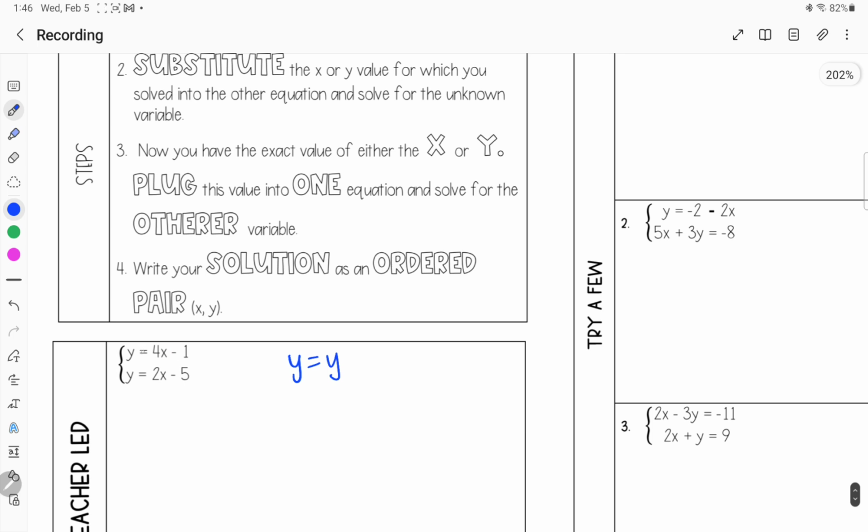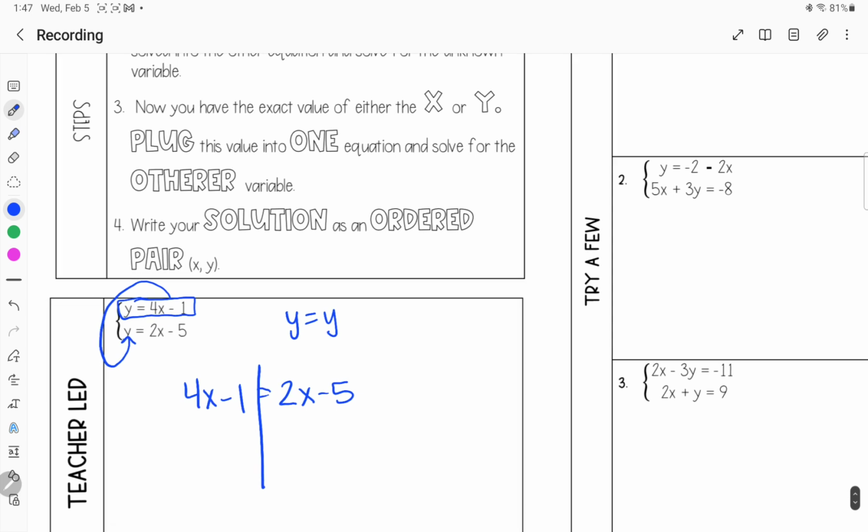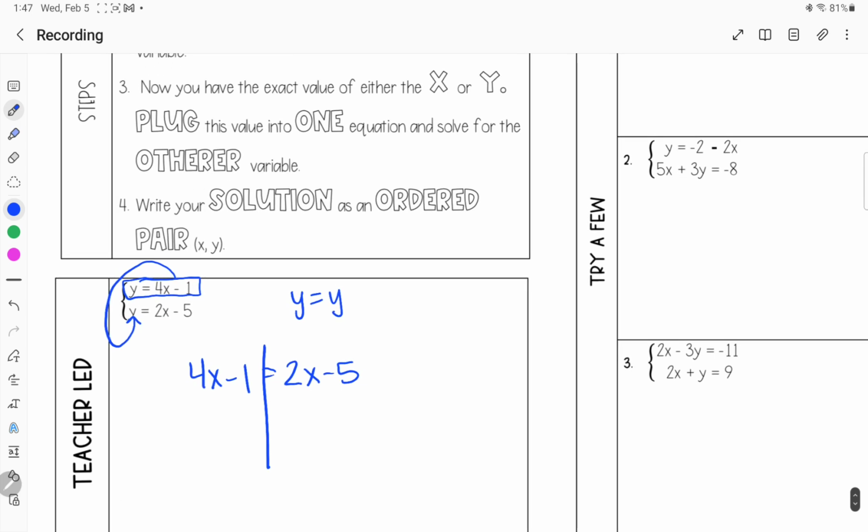So what this is saying is this is what y equals right here. Since y equals that, I'm going to plug this 4x minus 1 into that y. So instead of saying y equals this and y equals this, y is equal to 4x minus 1, which means that y right there also has to be equal to 4x minus 1. This also tells me that this side is equal to 2x minus 5, which should make sense because my y's need to equal each other. They're the same.